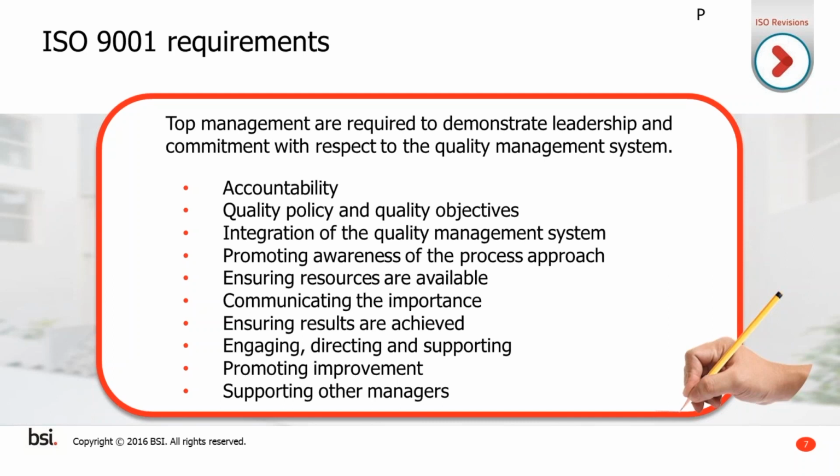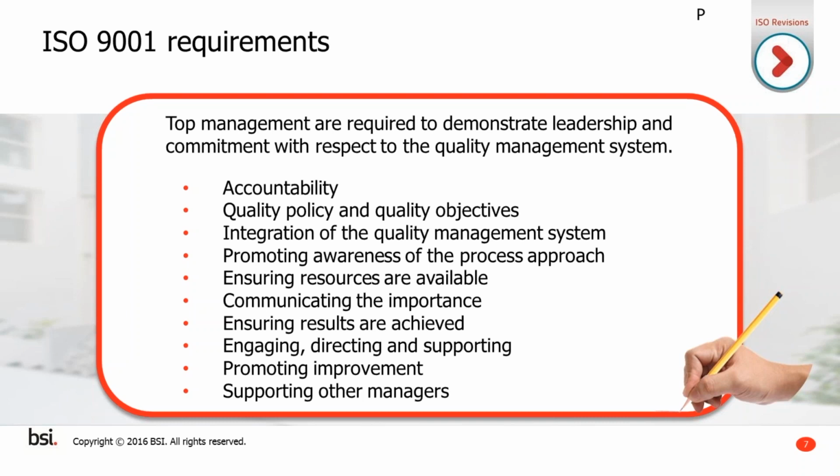The next point is about promoting awareness of the process approach and also risk-based thinking. Processes have risks associated with them, and so we also need to think about the risks associated with those processes. E, as it is in 5.1, is ensuring that resources needed for the quality management system are available. So, one of top management's responsibilities is to provide the necessary resources.